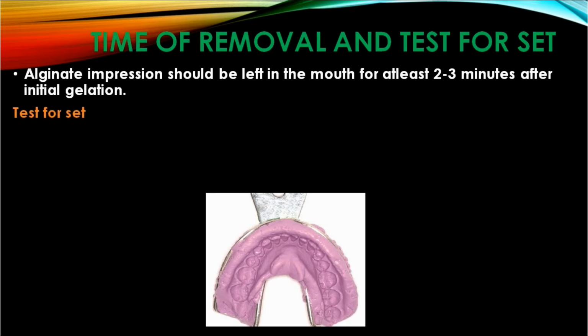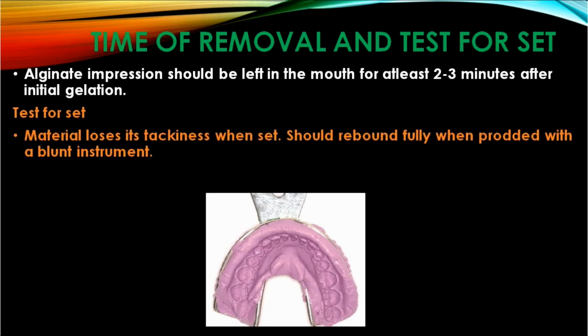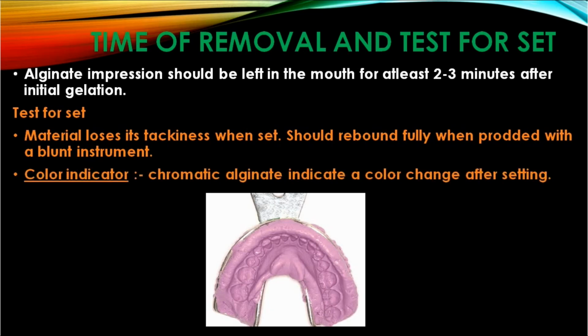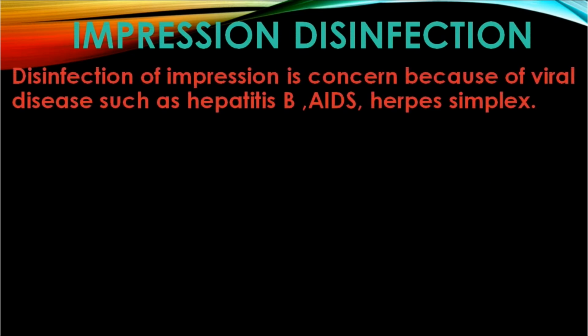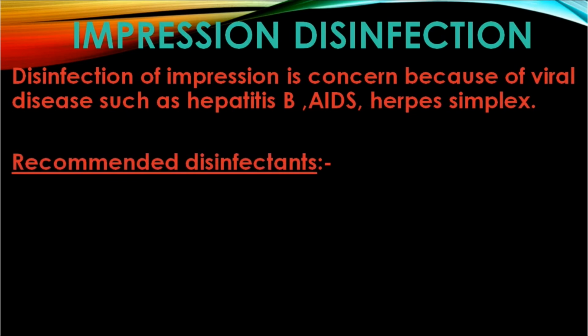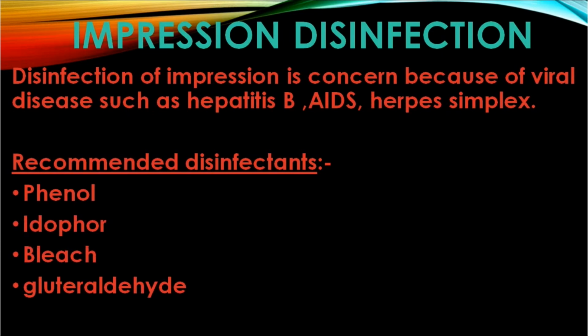Test for setting: the material loses its tackiness when set. It should rebound fully when prodded with a blunt instrument. In case of chromatic alginate, it changes color after setting. Disinfection of impression is very important and is a concern because of viral diseases such as hepatitis B, AIDS, herpes simplex. Recommended disinfectants are phenol, iodophor, bleach and 2% glutaraldehyde.